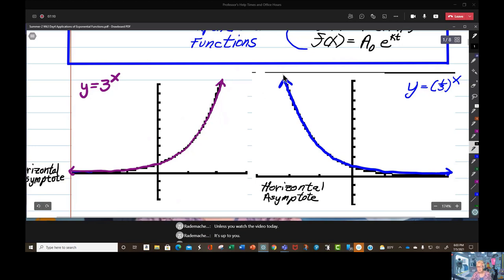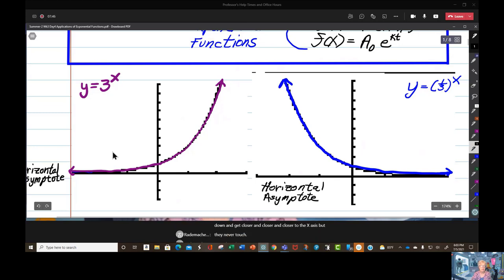Now, sometimes exponential functions are decreasing. They start out way up there, at positive infinity. In the depths of the universe. And then they drop on down, down, down, and get closer and closer and closer to the x-axis, but they never touch.